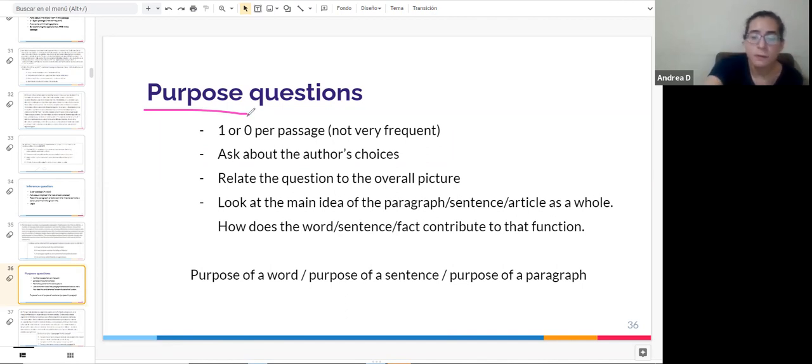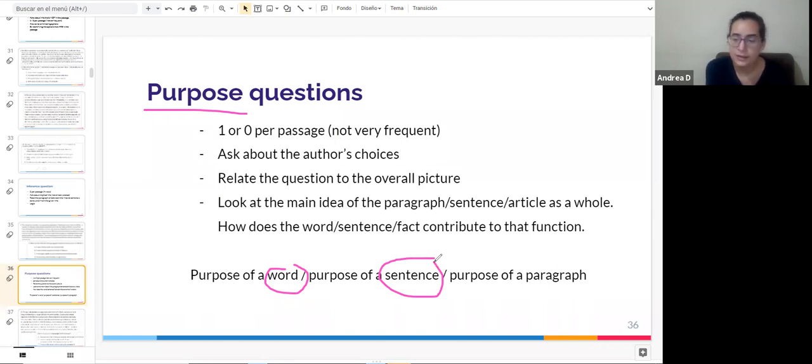So they could be asking about the purpose of a word that the author is using, like why is the author using this word here? Or they could be asking about the purpose of a sentence or a phrase. So why is the author discussing this or using this sentence or placing that sentence there? Or sometimes they get farther and they ask about the purpose of an entire paragraph. So they could be like, what's the purpose of paragraph 3 in the text? So these ones may take a bit more time, especially if they're asking about the purpose of a paragraph, because in order to answer these, then you actually need to know what the whole passage is about.